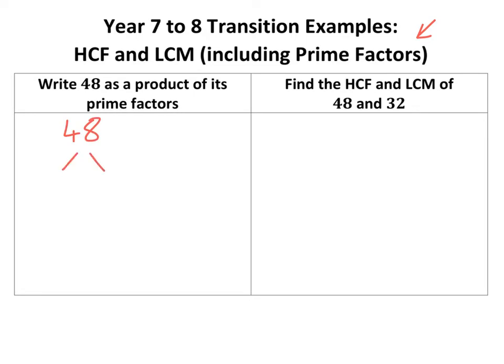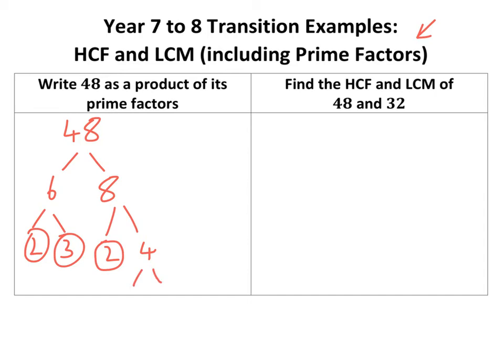So just divide by anything you like, but ultimately we keep dividing until what we get at the bottom of the trees, or the branches I should say, are just prime numbers. So 48, I'm going to divide 6 times 8. There you go. Now then, 6 will split up into 2 times 3. All right, and 8 will split up into 2 times 4. Notice I'm circling all the prime numbers. 2 times 2.